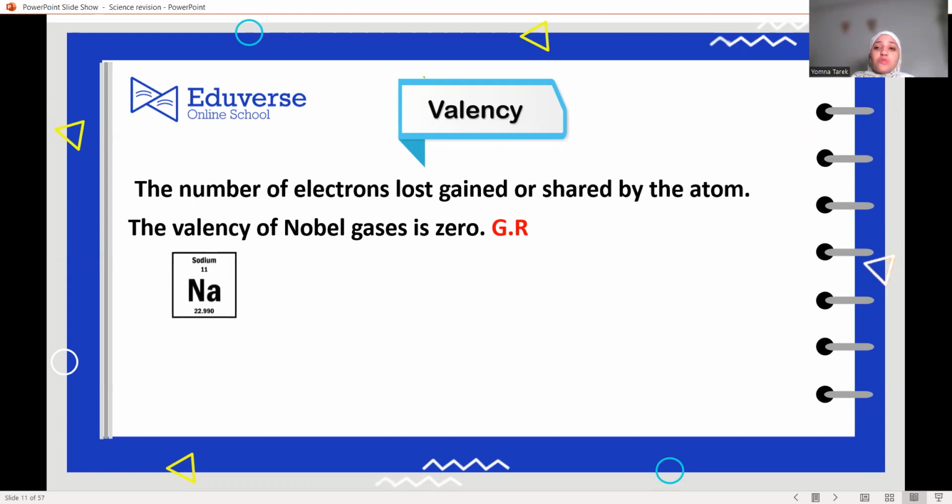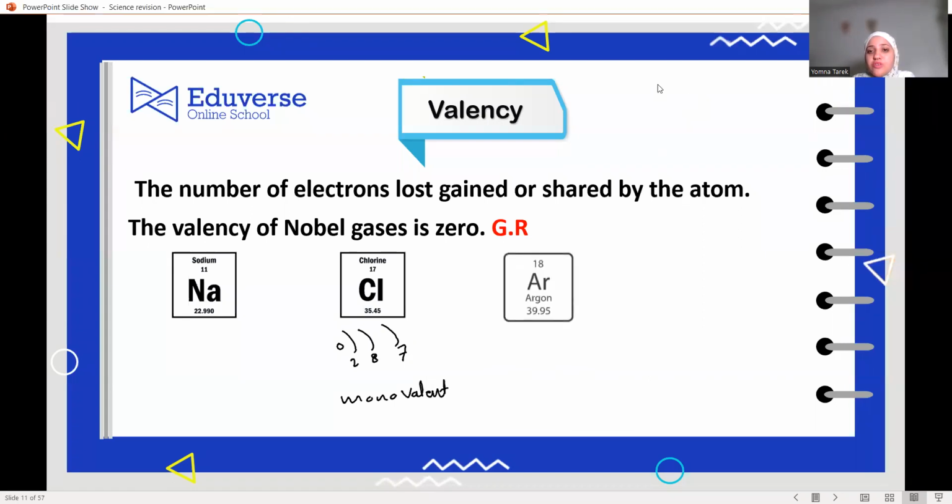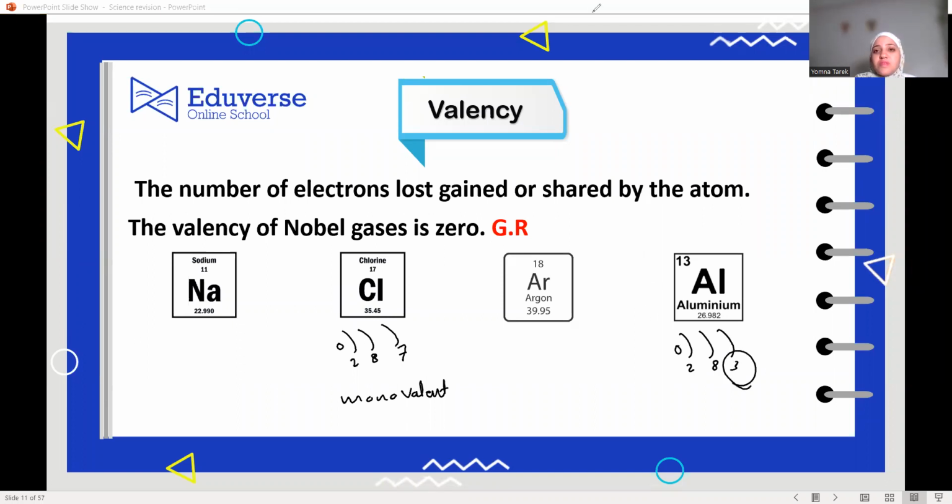So we have here sodium. Sodium, we said it's monovalent. Chlorine, let's make chlorine. We have here 2, 8, 7. So super, it's 1, it's monovalent. Okay, let's take another example. Argon, we said it's a noble gas. Okay, what about aluminium? It's 13, 2, 8, and 3. So it's trivalent, super. So again, what is valency? Valency is the number of electrons lost, gained, or shared by the atom.